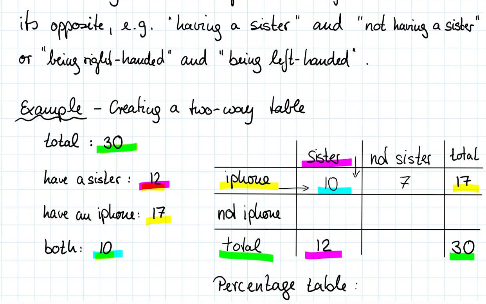We can now fill the gap for the first column in an equal manner. So we're having a total of 12 people who have a sister, and 10 have a sister and an iPhone. So that means 2 people, because 10 plus 2 is 12, 2 people have a sister, but do not have an iPhone. As the columns add up to a total, we see that here is 17 and there is something missing. And the missing number here is 13, because 17 plus 13 equals 30.